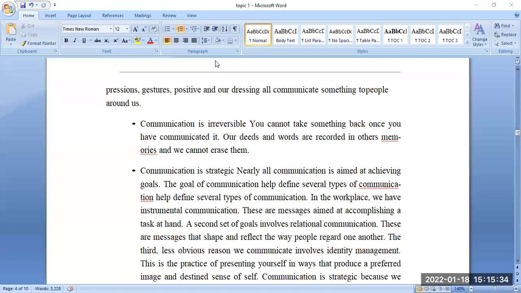Now we are saying this, there are some characteristics of communication that we need to know. Number one thing is that communication is irreversible. You cannot take back the words that you've just said. Ukishaongea kitu, umeshaongea. Kama ni kumtukana mtu, ushamtukana. You cannot take back what you have already said. So our deeds and words are recorded in other people's memory.